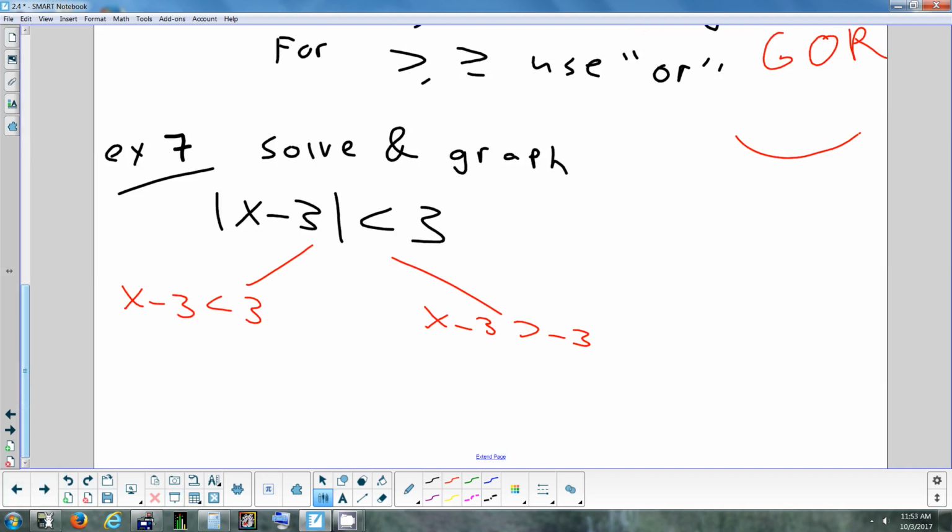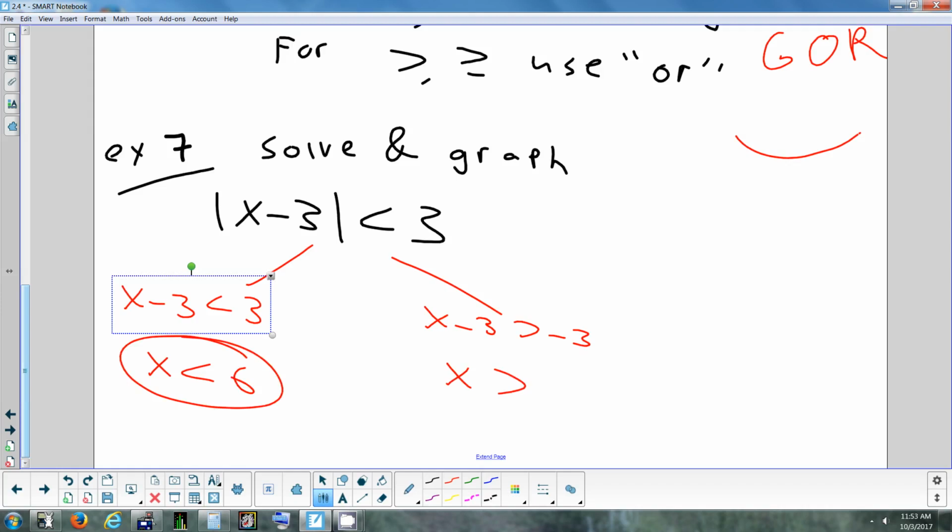So Casey, when I solve the one on the left, what do I get? 6. Yep. X is less than 6. How about when I solve the one on the right, Hannah? I have no idea. How do you get x? What do you have to do to get x by itself there? Add 3 to both sides. Yeah, so what do you get when you add 3 to both sides? 0. X is greater than 0.